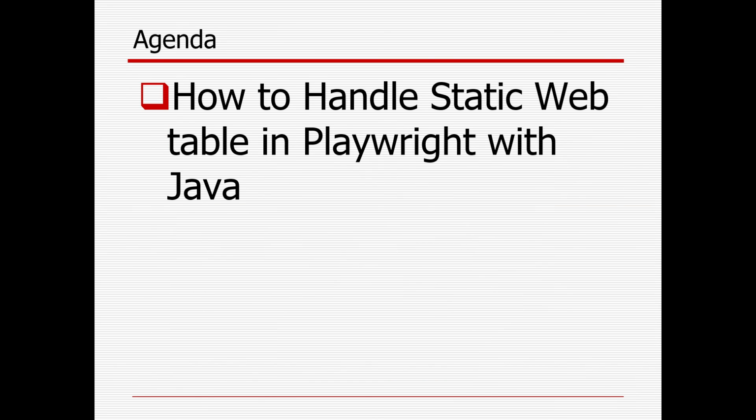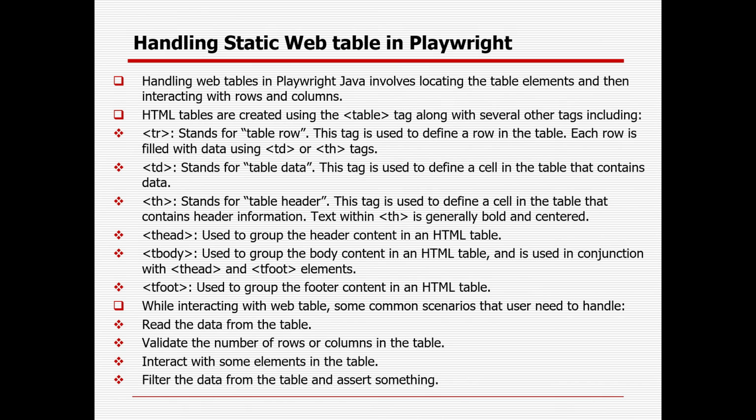In today's session, I will discuss how to handle a static web table in Playwright with Java. Handling web tables in Playwright with Java involves locating the table elements and then interacting with rows and columns. Tables are created using the table tag along with several other tags including tr, which stands for table row. This tag is used to define a row in the table.